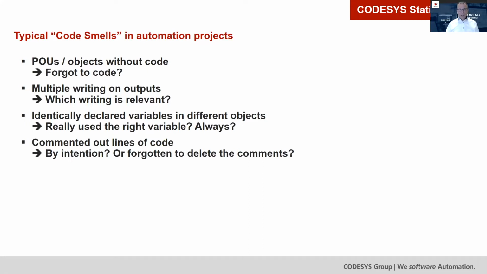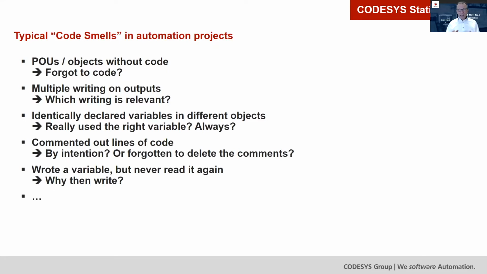Another very typical thing. You're programming, and during, let's say, optimization or debugging, you have commented out some lines of code or some networks of code. But then during the commissioning, these comments are still there, so the code is not executed. Was that by intention, or did you just forget to delete these comments? You wrote a variable, but this variable is never read again. Why would you write it then?